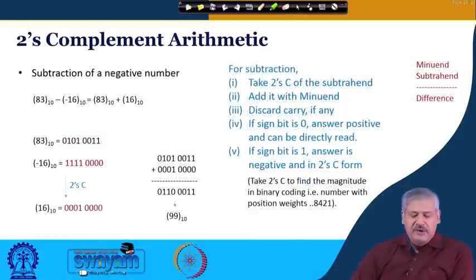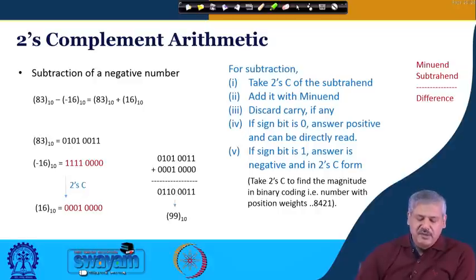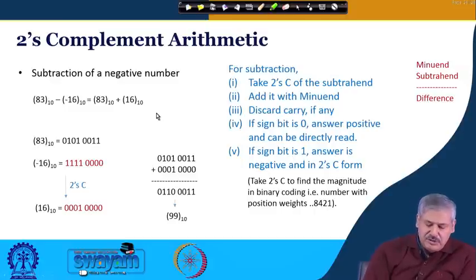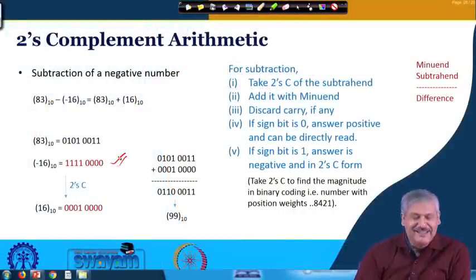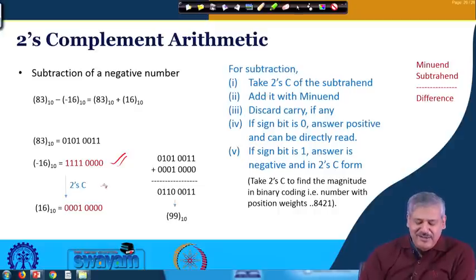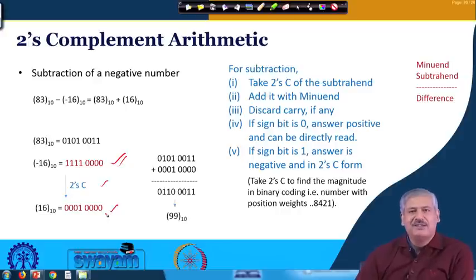And if you want to subtract a negative number, negative number subtraction is basically addition of two positive numbers. So, this is your minus 16. Since it is in the subtrahend, we take 2's complement of it, and then what will happen? We will get back the original positive number. So, that is your 16.